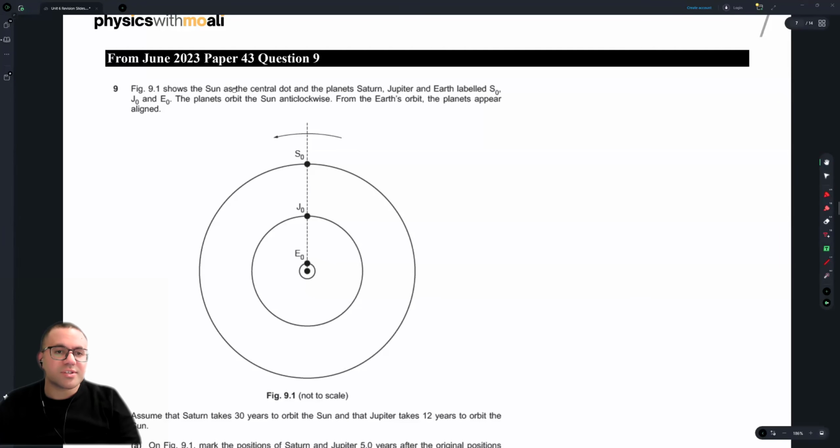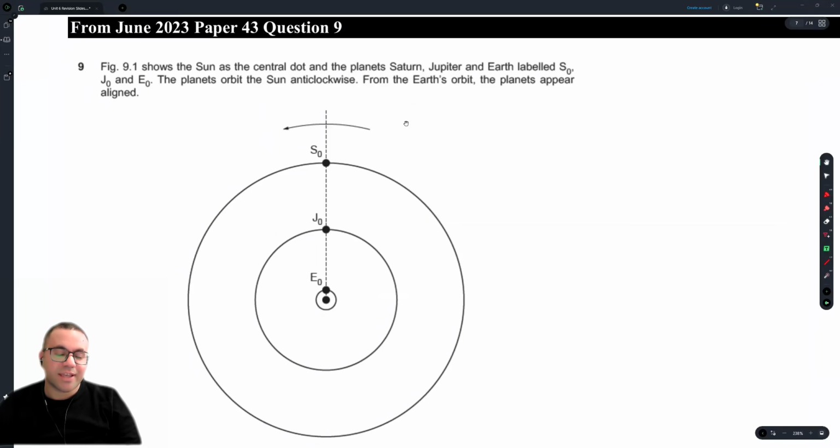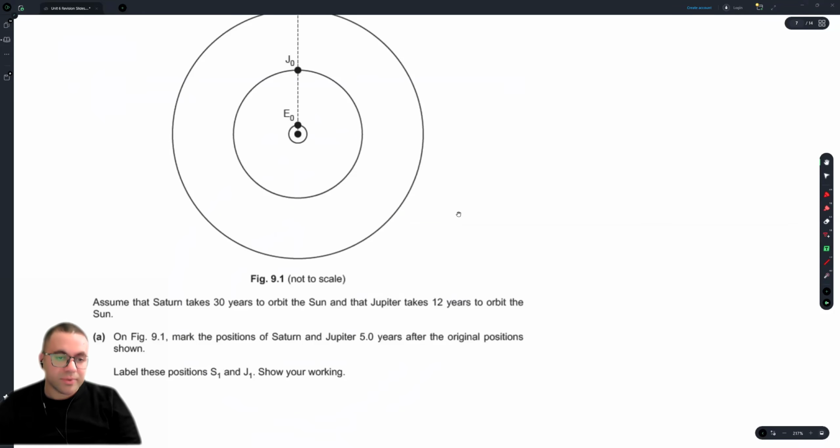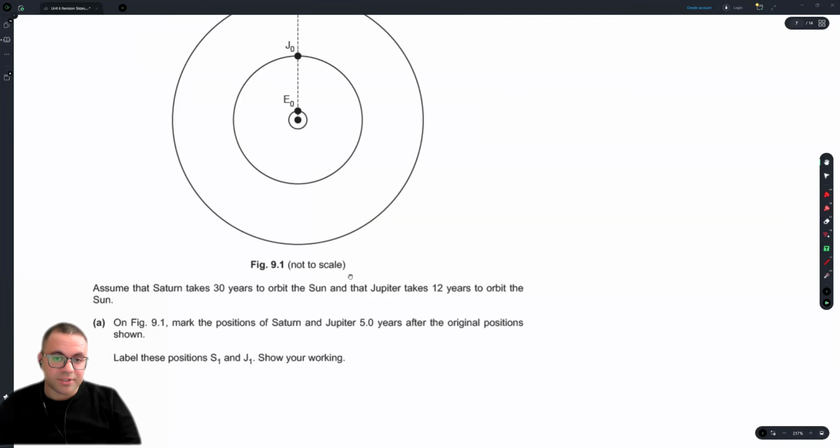Figure 9.1 shows the Sun as the central dot and the planets, Saturn, Jupiter, and Earth, labeled SO, JO, and EO. The planets orbit the Sun anti-clockwise from Earth's orbit, and the planets appear aligned, so they all appear like one behind the other. Assume that Saturn takes 30 years to orbit the Sun, and Jupiter takes 12 years. I'm going to need these values, so let me highlight. Saturn takes 30 years to orbit, Jupiter takes 12 years to orbit. Look, it's farther away, it takes more time. On figure 9.1, mark the positions of Saturn and Jupiter 5 years after their original positions. Label these positions S1 and J1 and show your working.